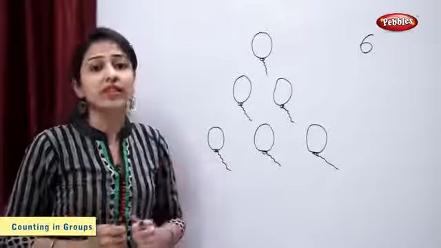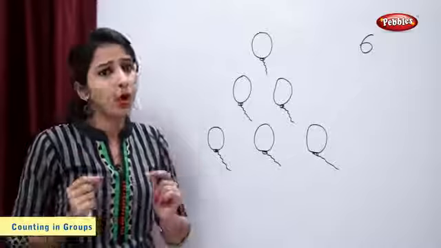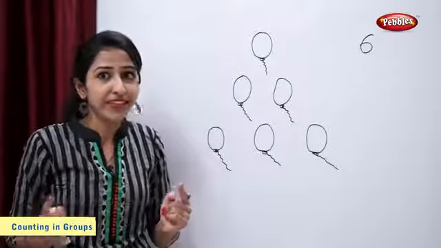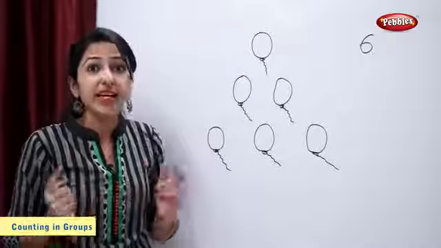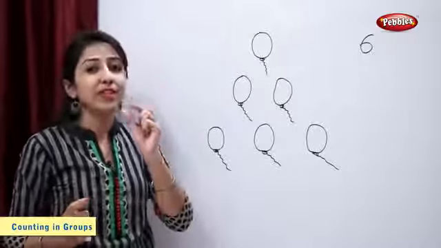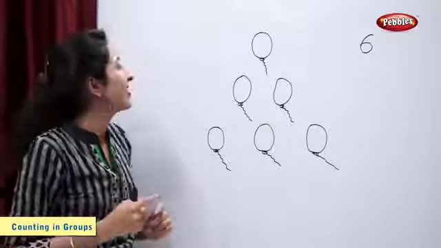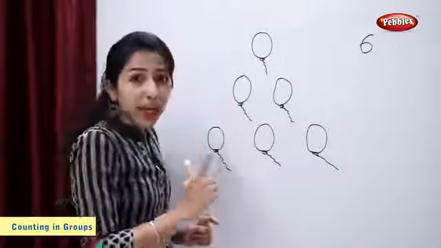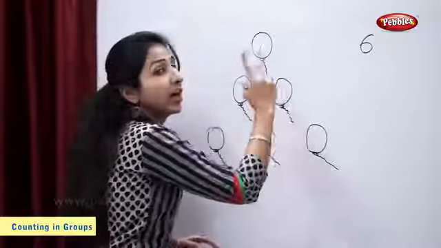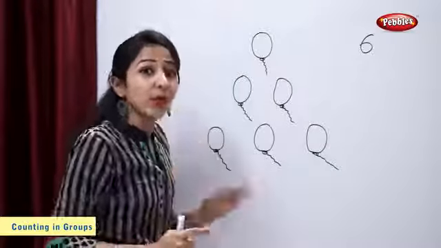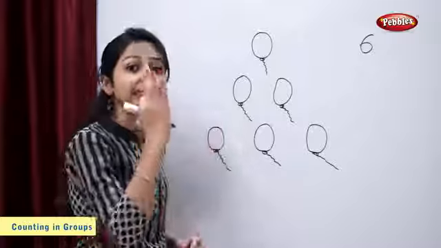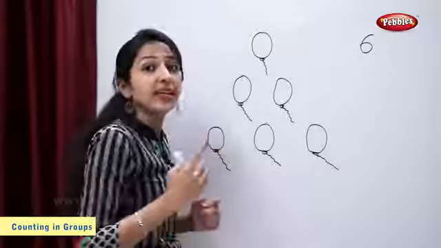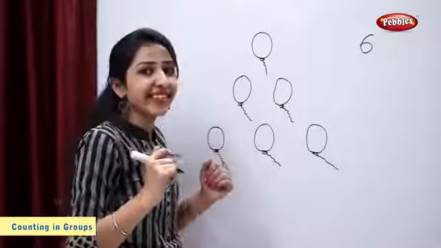Generally, counting with this method may take some long time. So now, I will teach you a simple method. That method is called counting in small groups. So, let's start. 1 plus 2 is equal to 3. Now, 3 plus 3 is equal to 6.